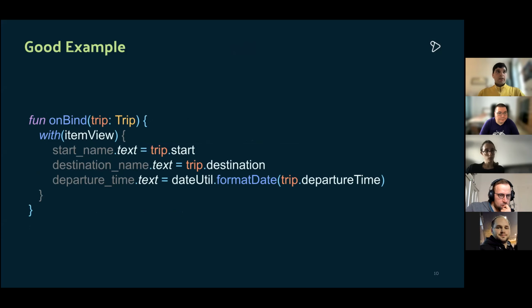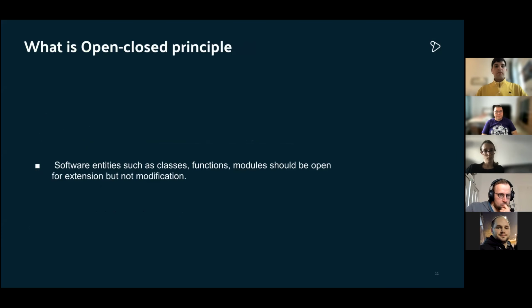Next, let's see how we can improve this. And now, as you can see, the part of doing the formatting is extracted. So the onBind method is now responsible for only one thing, to map the trip into the view. And next comes the open-closed principle. Software entities such as classes, functions, or modules should be open for extension, but not for modification.